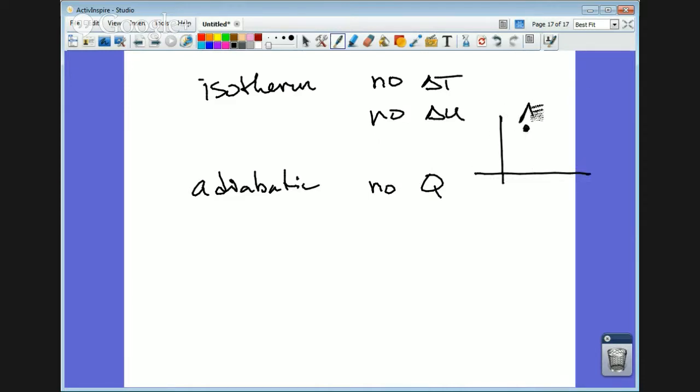So if I go from A to B like this, that looks like an isotherm. That's a nice inverse curve, right? So that's going to have a particular Q and a particular W. The W, remember, is the work under the curve, right? And in this case, since this is P and this is V, the volume is expanding, so the gas is doing work, so we would say this is negative work, right?